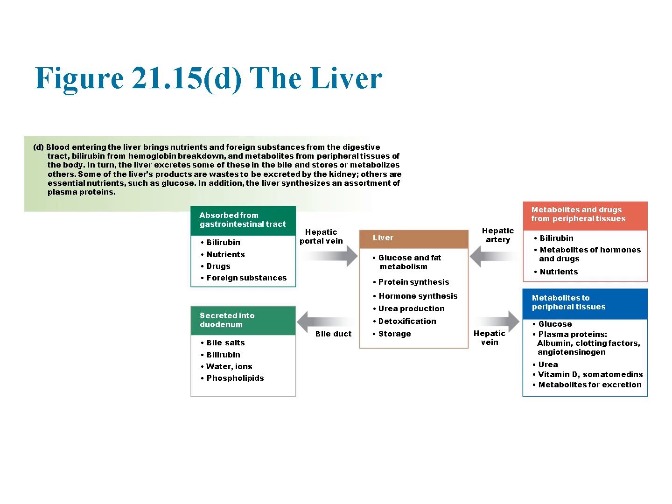Blood leaving the liver through the hepatic vein contains processed nutrients, hormones, and plasma proteins, including albumin, clotting factors, and angiotensinogen. Additionally, the liver synthesizes and releases glucose, urea, vitamin D precursors, and other essential compounds to be delivered to peripheral tissues. Through these intricate metabolic and detoxification processes, the liver plays a critical role in maintaining homeostasis, ensuring that nutrients are available for the body while eliminating harmful substances.